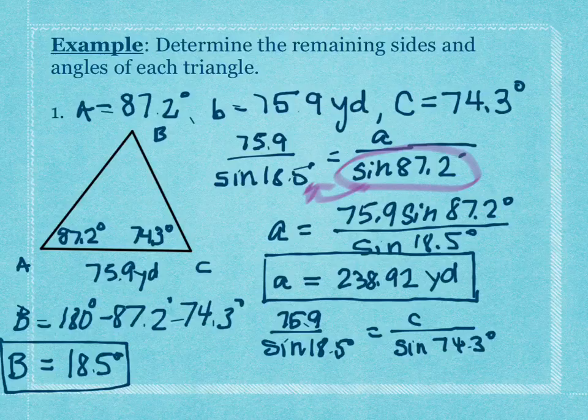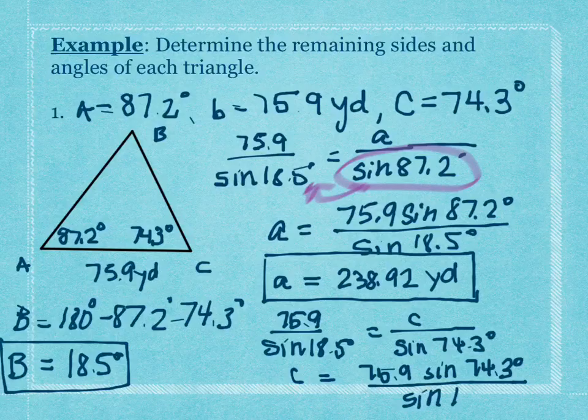All right, so I'm going to multiply the other side. So I have C equals 75.9 sine of 74.3 degrees. Again, if you want to do cross multiplication, that'd be fine. You'll just have one extra step. Divided by sine of 18.5 degrees. What do we get for side C? 130.29.